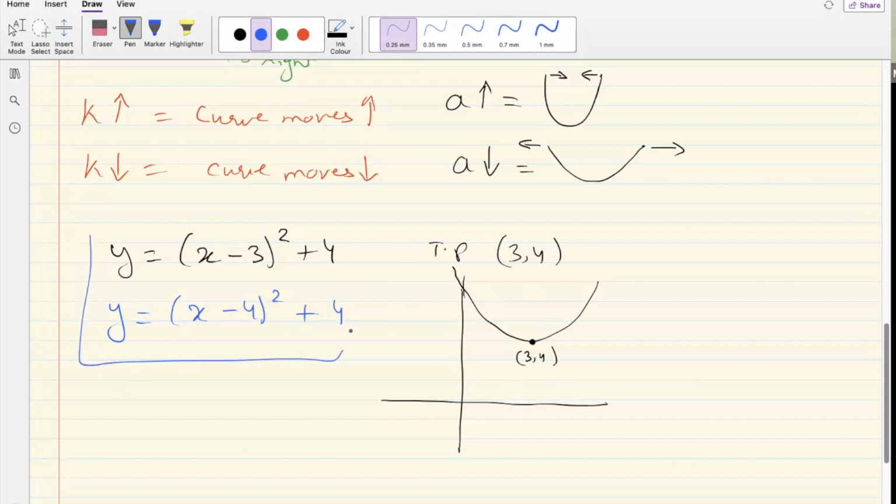What is the difference between these two equations? The turning point has been changed. The value of h has been decreased from -3 to -4. Decreasing the value of h. Can I say the turning point now is 4, 4?